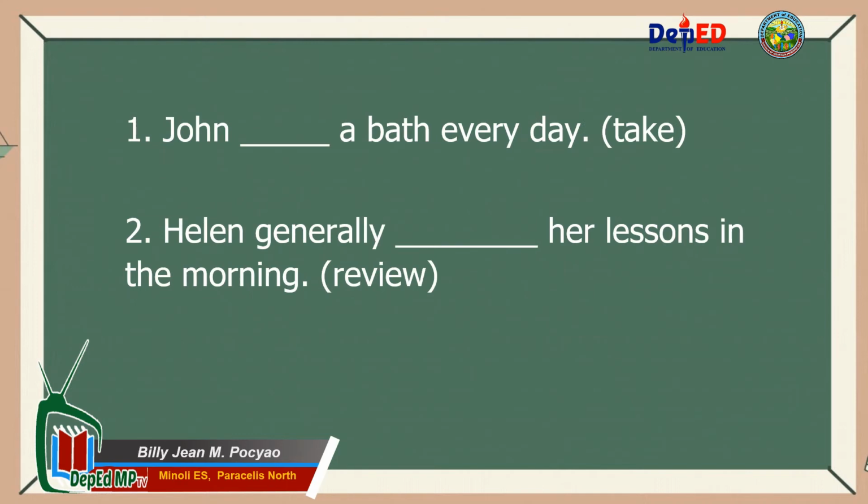Number 1. John blank a bath every day. The correct answer is takes. Number 2. Helen generally blank her lessons in the morning. The correct answer is reviews.